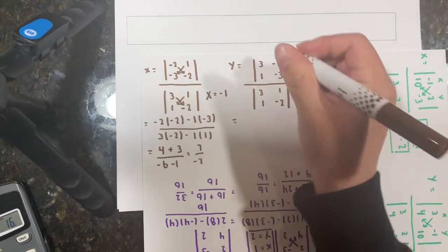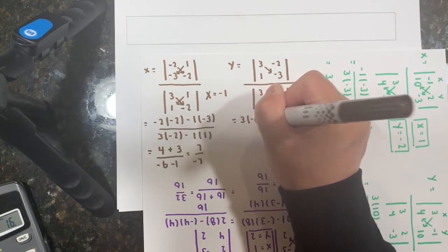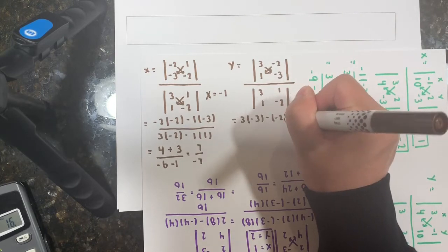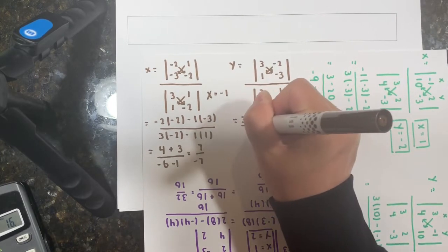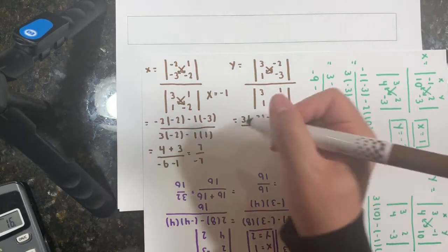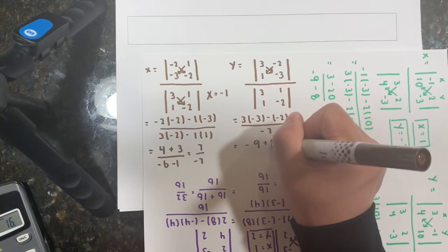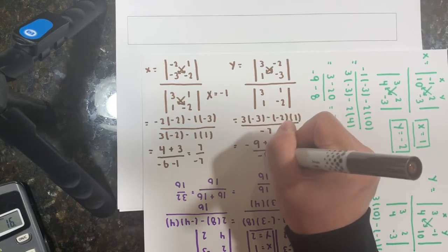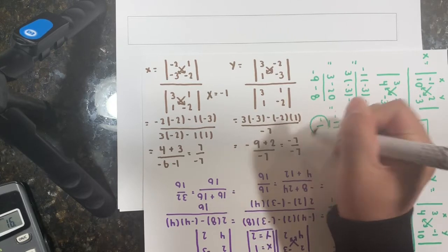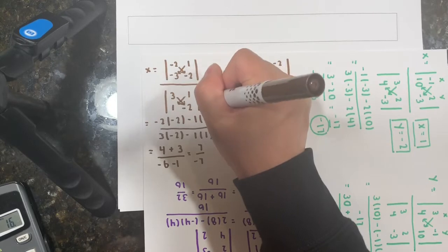Now for y, top left times bottom right, so 3 times negative 3 minus negative 2 times 1 all over negative 7. So that's going to be negative 9 plus 2 over negative 7. So negative 7 over negative 7 means that y is equal to 1.